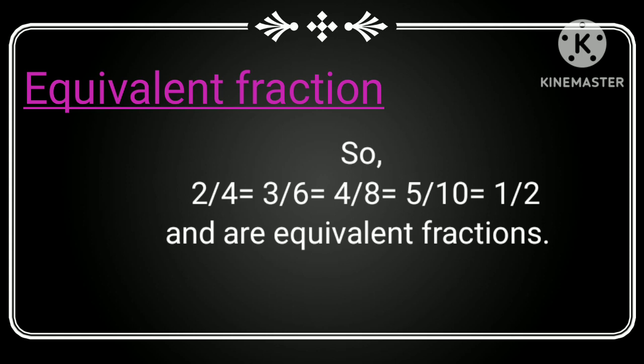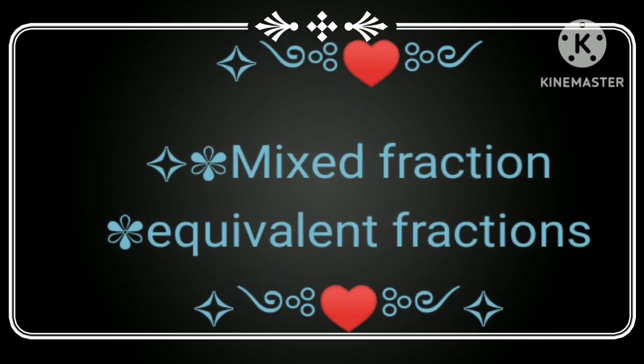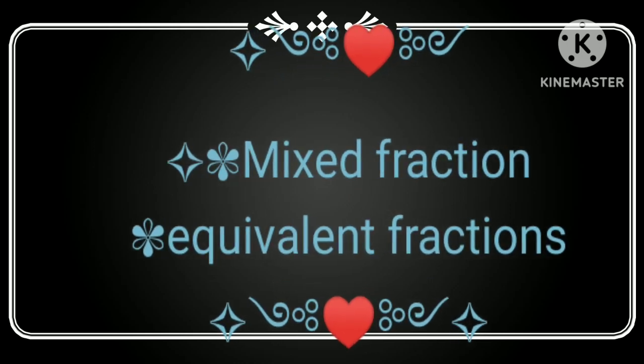We have already seen that 2 by 4 and 3 by 6 are equal to 1 by 2, and we have recently seen that 4 by 8 and 5 by 10 are equal to 1 by 2. So all 5 fractions are equivalent fractions. So this was all about the topics equivalent fractions and mixed fraction.